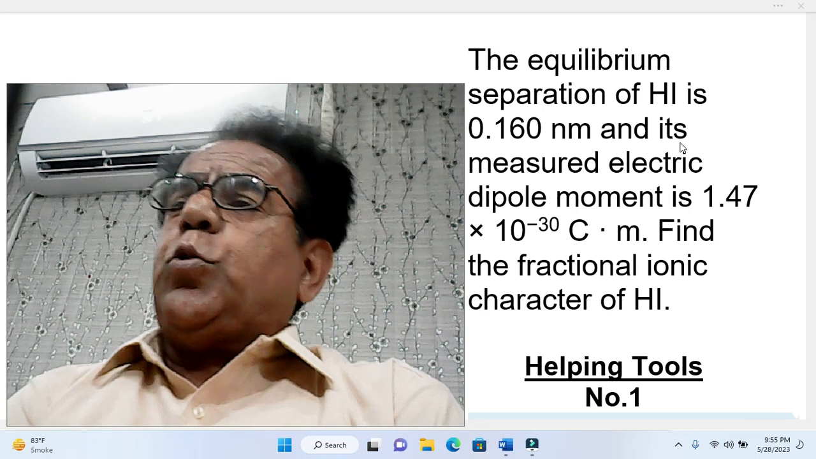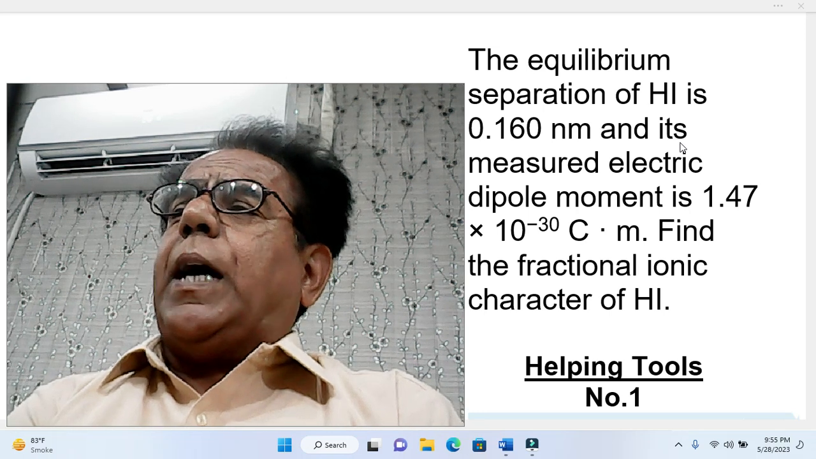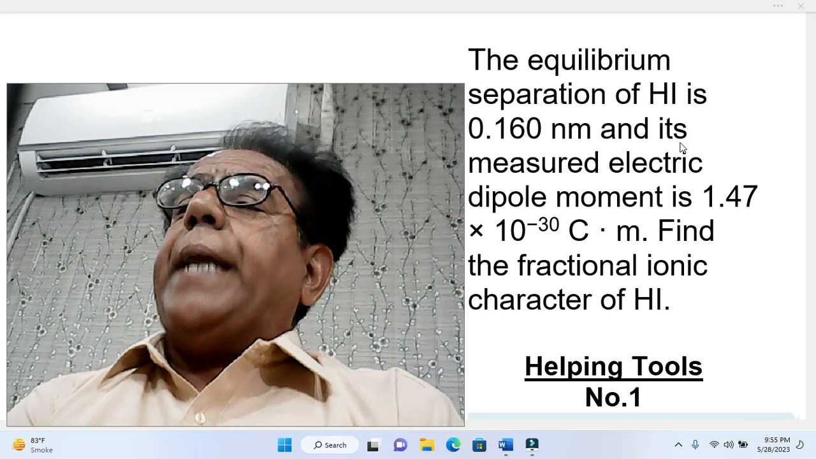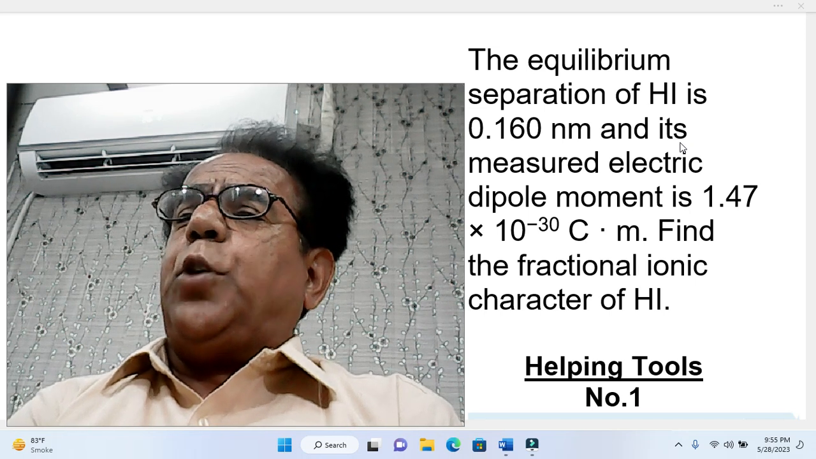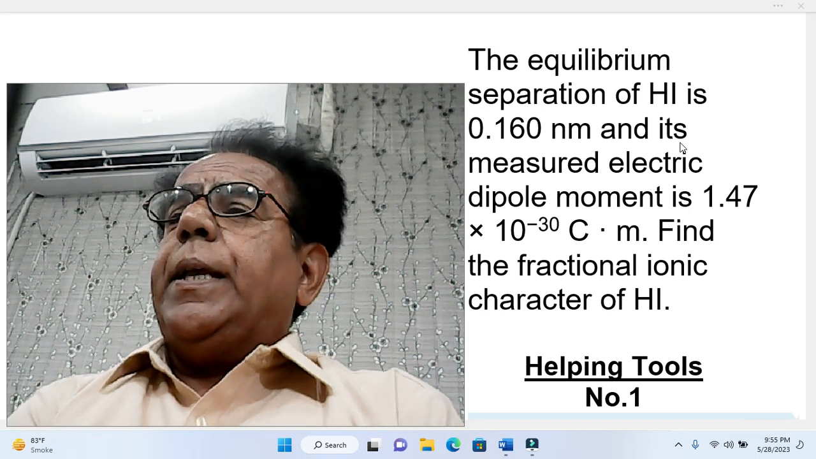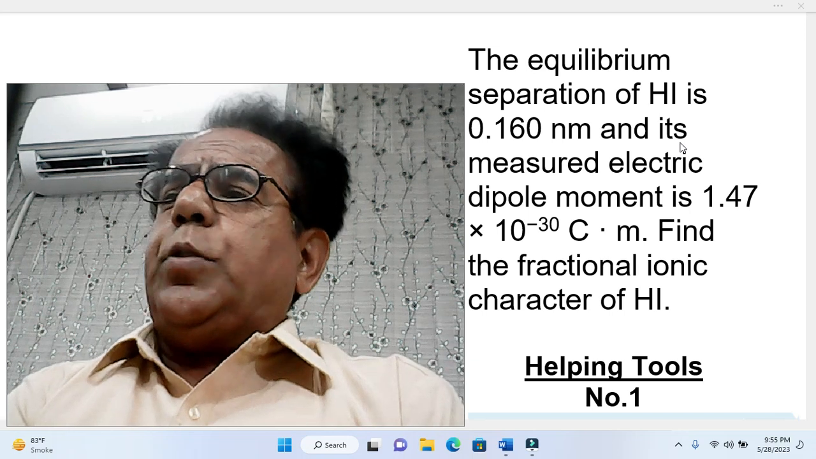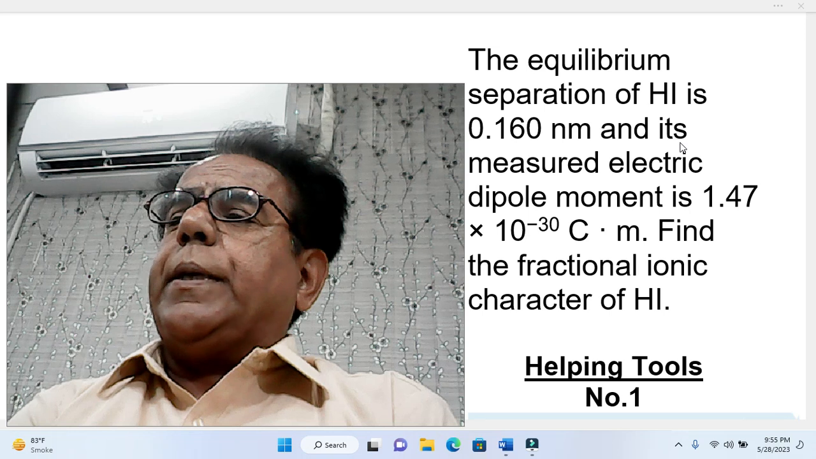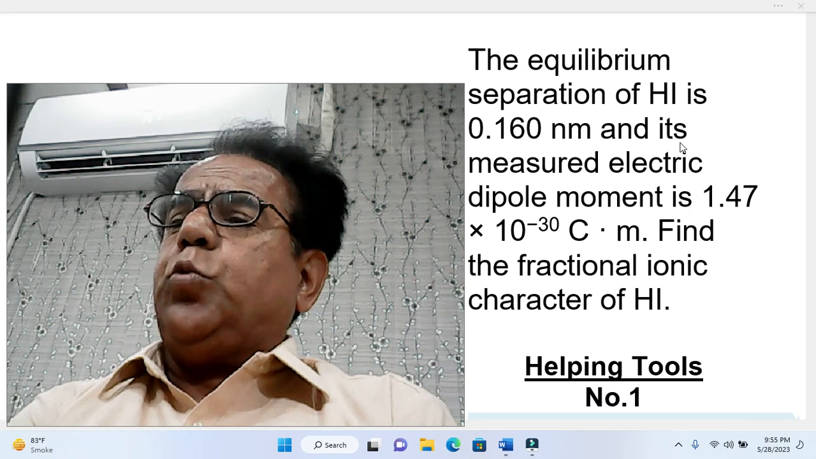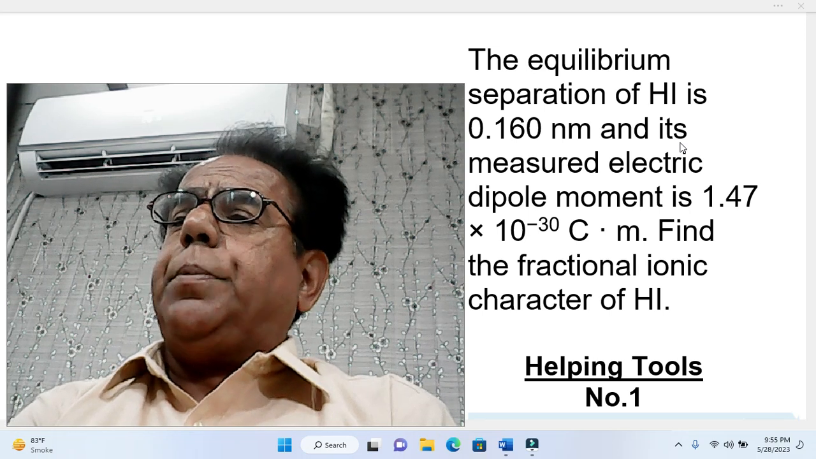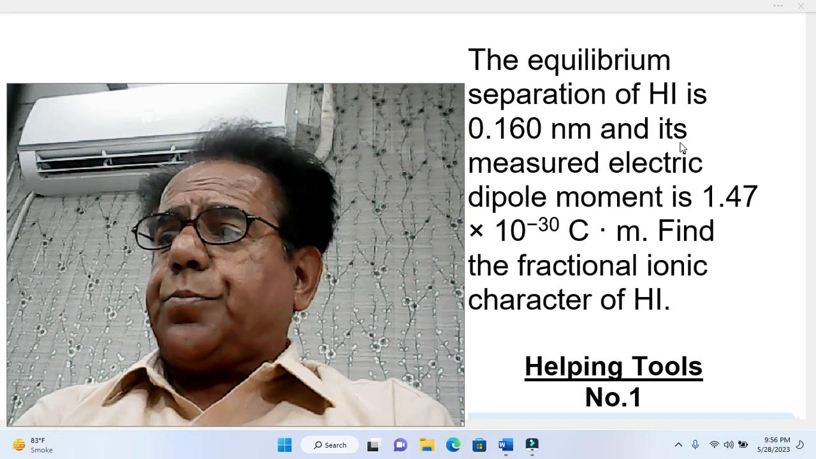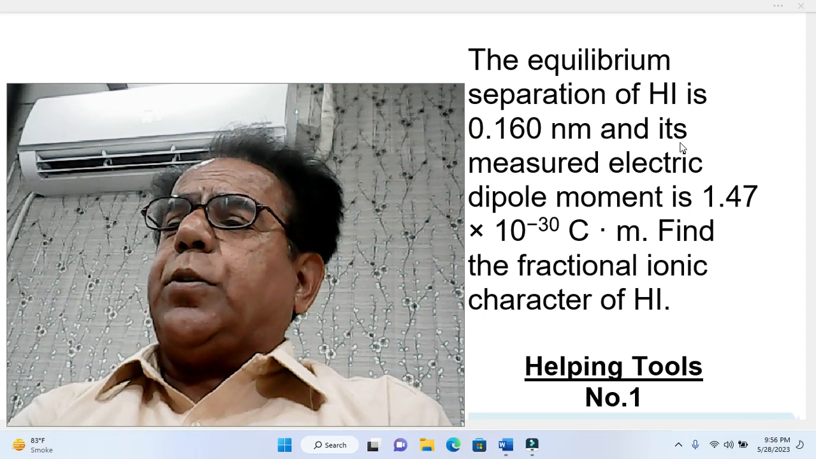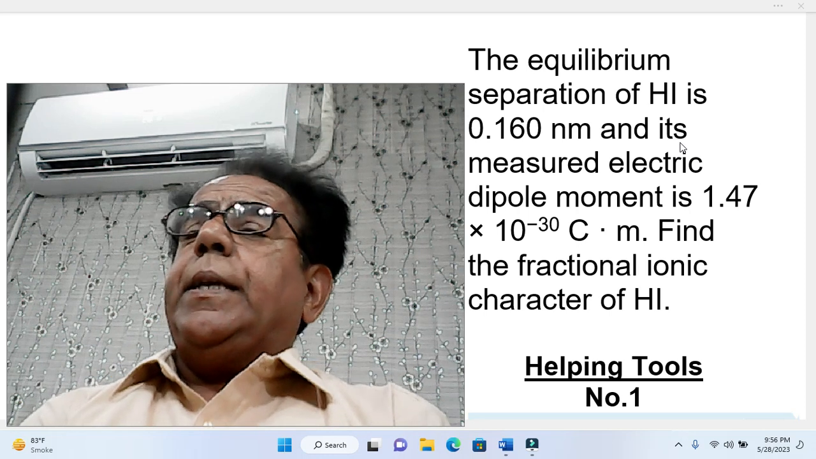So the equilibrium separation of hydrogen iodide is 0.160 nanometer, nano standing for 10 to the power minus 9, and its measured electric dipole moment is 1.47 times 10 to the power minus 30 coulomb meter. Find the fractional ionic character of hydrogen iodide.